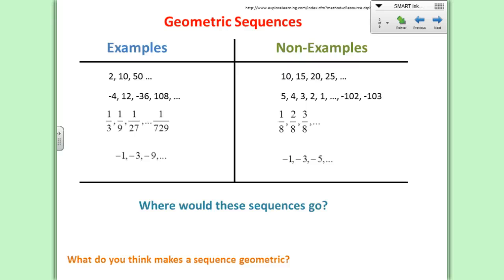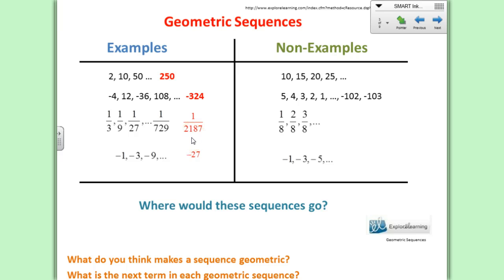So it's time to ponder now, what's the criteria that makes something geometric and something not? And it's a good time for you to try and discover it on your own rather than wait for the notes. So give it a go and see whether we can come up with that. And if you can, what would the next term of each of these be? So could you write the next term of each of these? Would that be possible? So for the first one, it'd be 250, and the next one, -324. The next one would be 1 over 2187, and the last one would be -27.